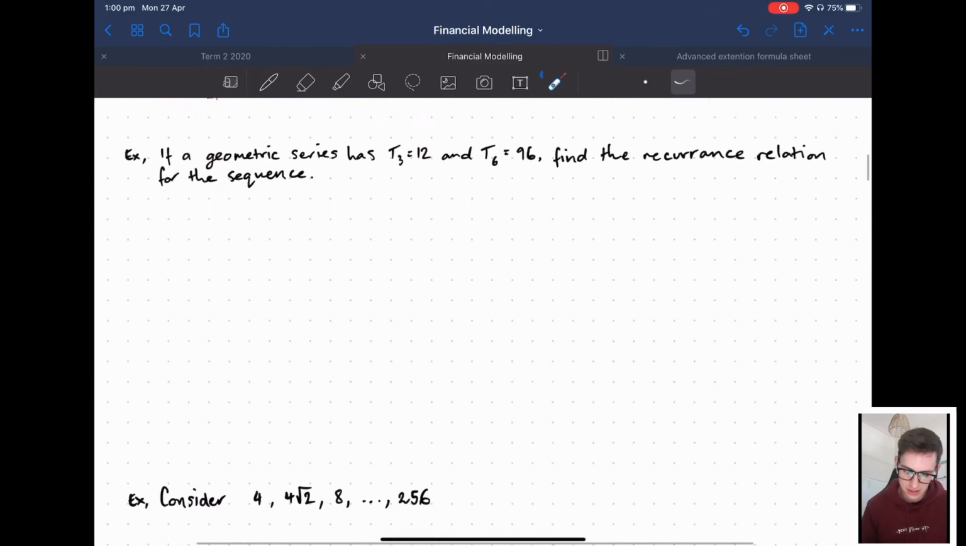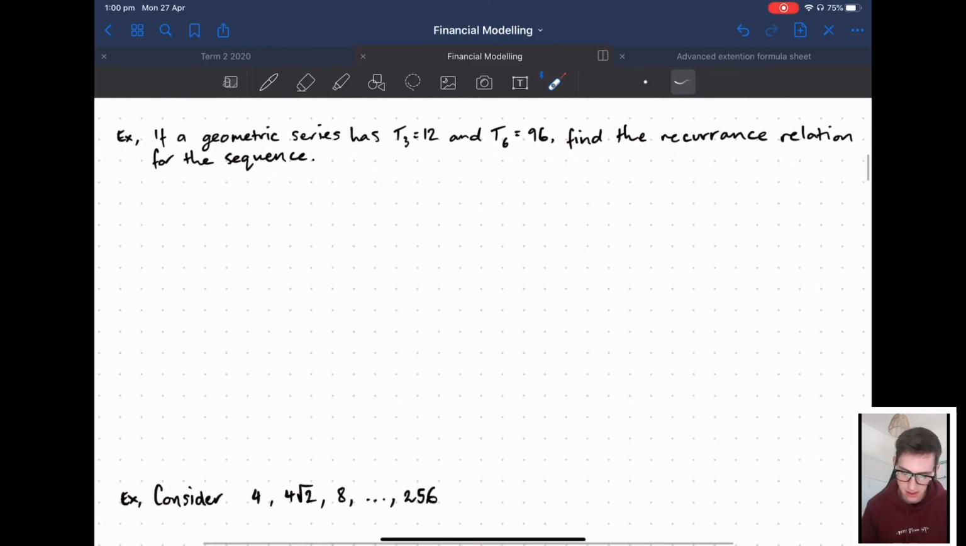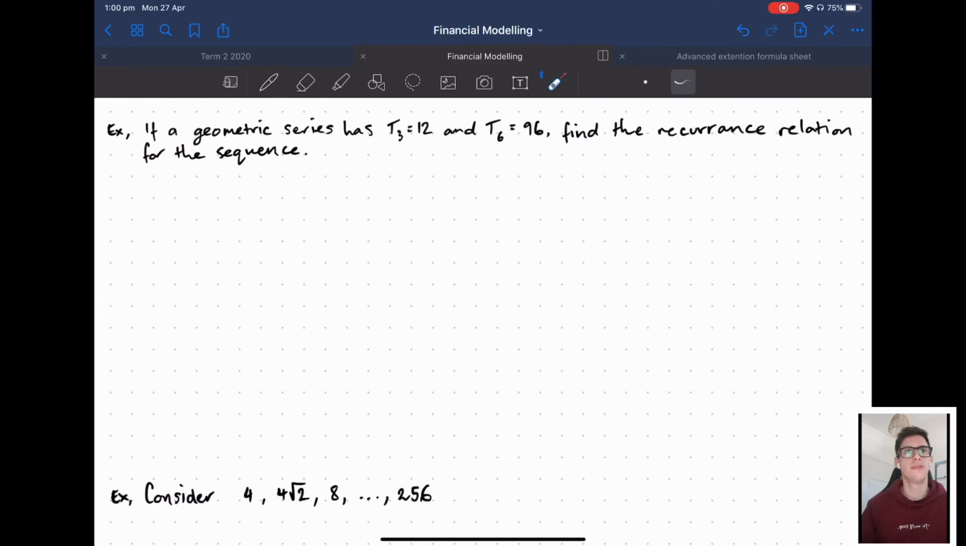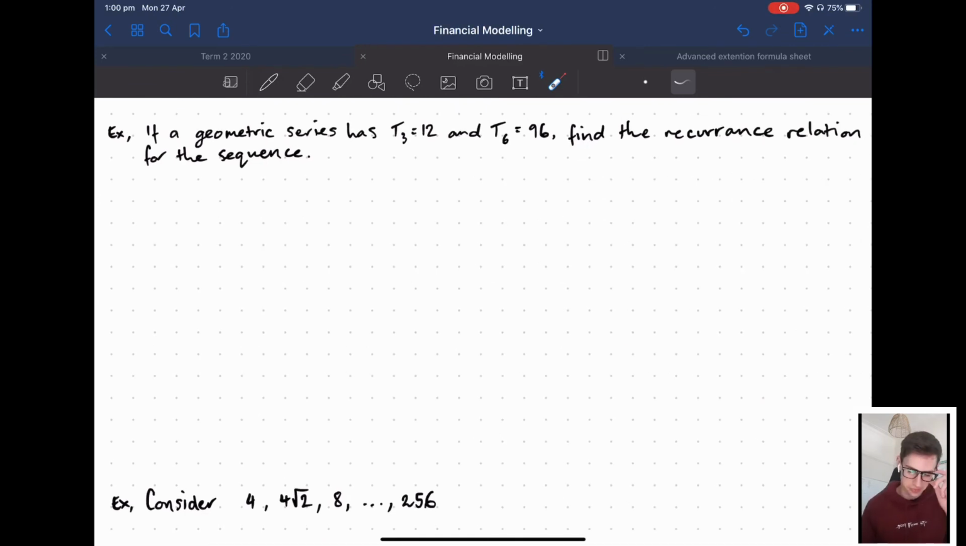Okay, so if we have a geometric series, now in this case, really, this should be a geometric sequence, but we're going to ignore that for a second there. If term 3 is 12, so in the 3rd spot we get an answer of 12, and in the 6th spot we get an answer of 96, what they'd like us to do is to find the recurrence relation for the sequence.